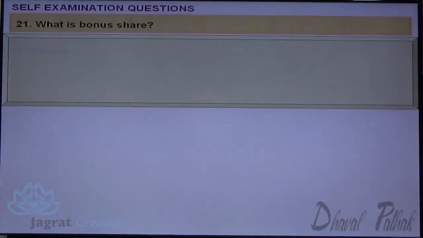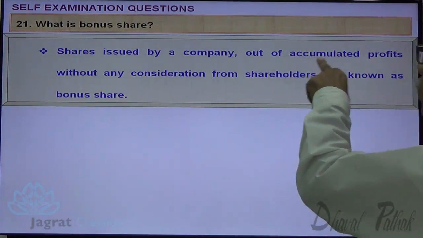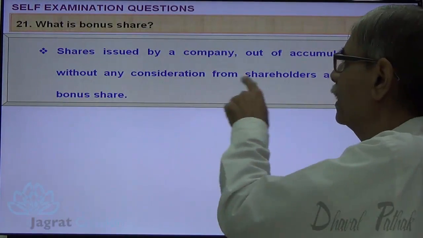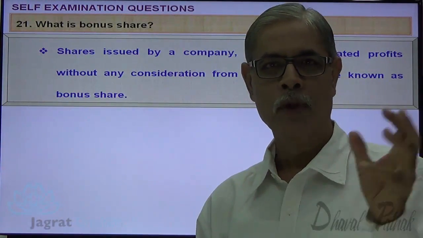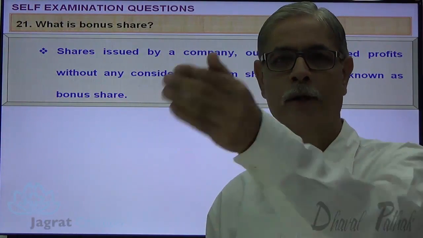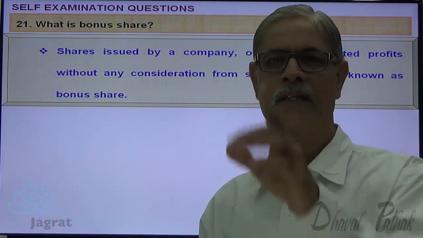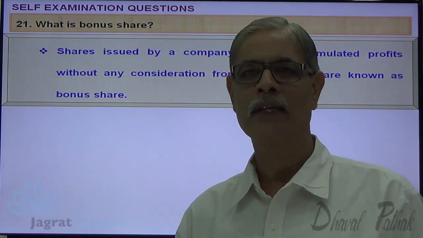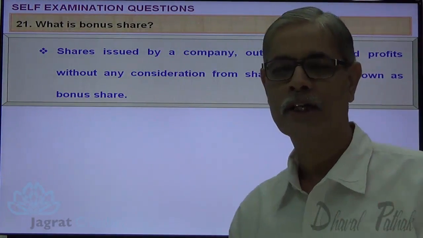What is a bonus share? Shares issued by a company out of accumulated profits without any consideration from a shareholder. Shares are given to the shareholders out of accumulated profits and no amount is received from a shareholder there against. Such issue of shares by a company is known as bonus shares.